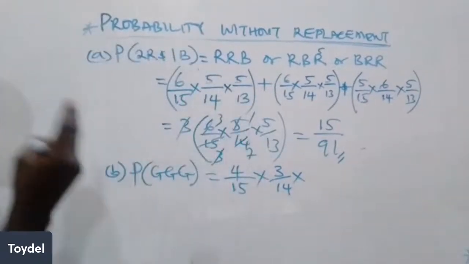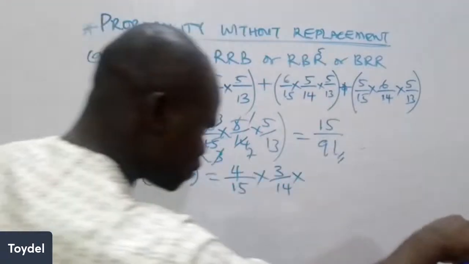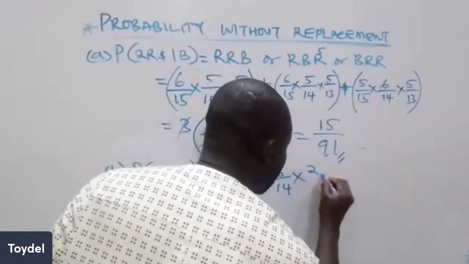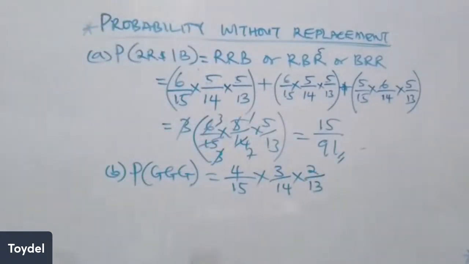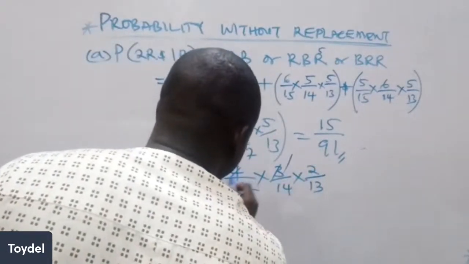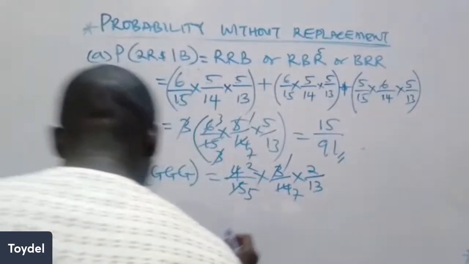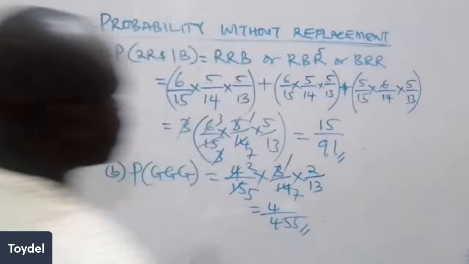Multiply by, you've picked 2 green balls now. You did not replace. You are left with 2. So if you have to pick the third ball, you are picking from the remaining 2 that you have there, all over 13. The total has also been affected. And that's what you're going to get. 3 here into 15 is 5. 2 here is 2, 2 here is 7. At the end of the day, we're going to get 4 all over 455. And that's what we are going to get.